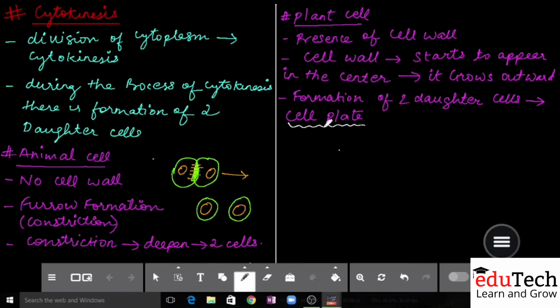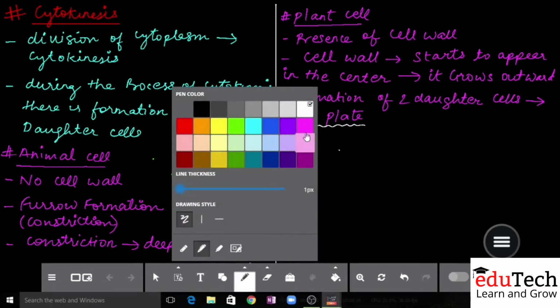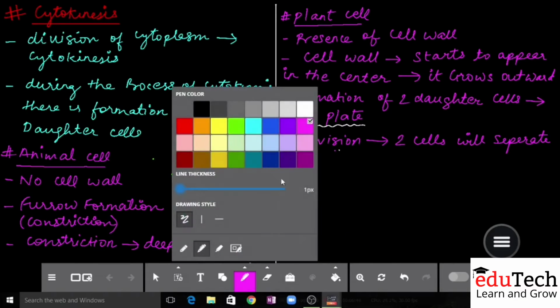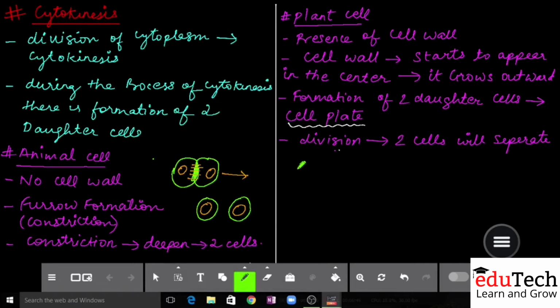Okay. Now once the cell wall has extended, once the cell plate has formed, everything is formed, then finally there is division. And from this division, both the cells will separate. Yes, both the cells will separate, and once both the cells get separated, then both the cells will now divide individually. Yes, so diagrammatically if we want to represent a plant cell, how will it look?